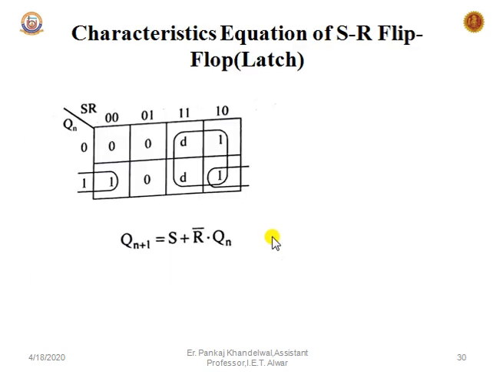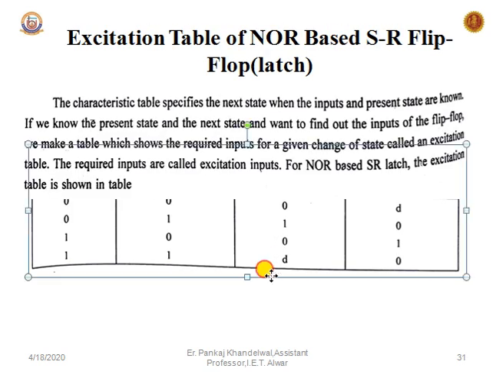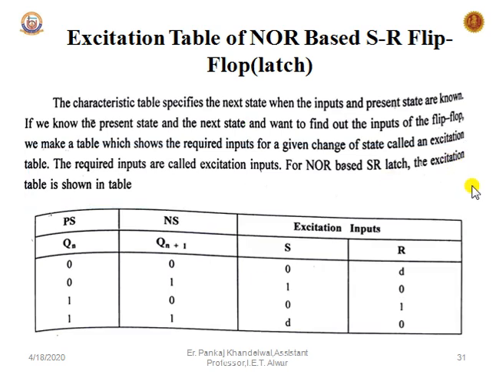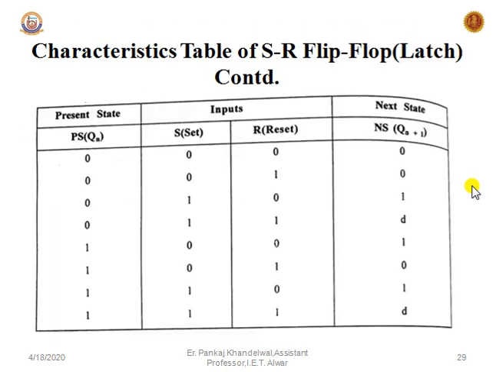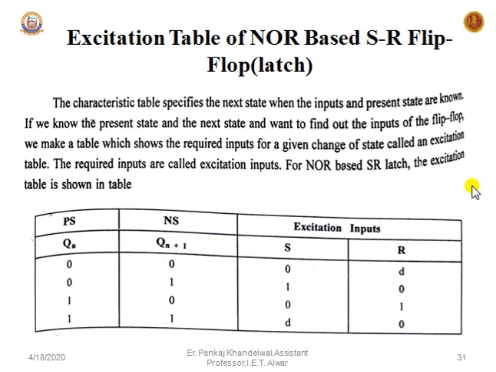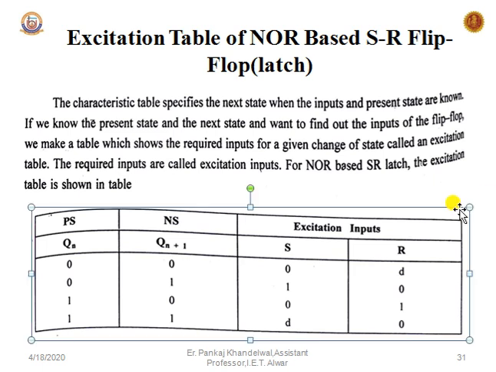After that, we can make an excitation table by using this characteristic table. The excitation table is a table in which we already know the present state and the next state, and we have to put the inputs that fulfill the conditions.